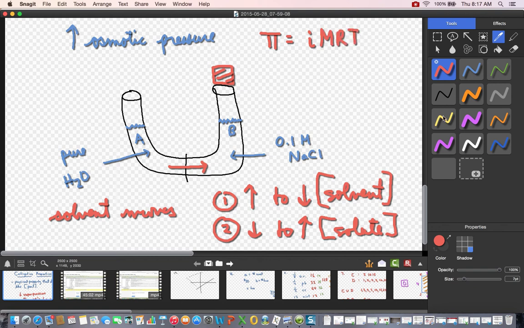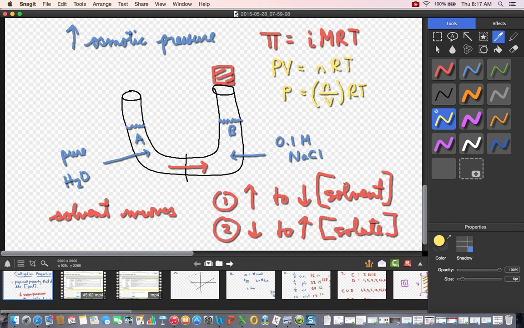In other words, PV equals nRT. P is n over V, which by the way is molarity, times RT. I throw in the van 't Hoff factor to account for ionizations, and essentially osmotic pressure is PV equals nRT when I've solved for pressure.